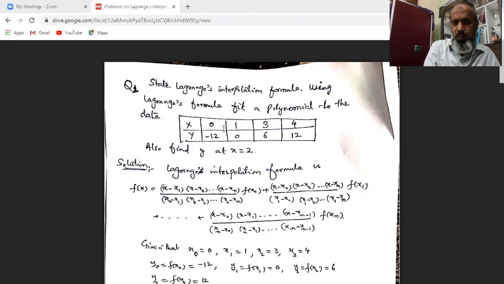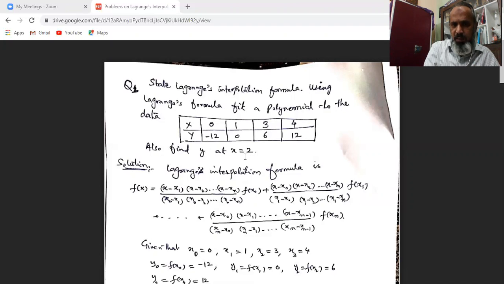The corresponding values are minus 12, 0, 6 and 12. So the first x value is x0, second is x1, third one is x2, fourth one is x3. The corresponding value at x is equal to 0 is minus 12, which is y0, and 0 is y1, 6 is y2, 12 is y3. So what is the question here? We have to find the value of the function y or f of x at x is equal to 2. The question is, state Lagrange's interpolation formula. Using this formula, we have to fit a polynomial and find the value of the function at x is equal to 2.